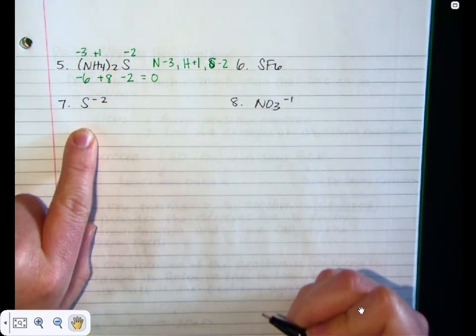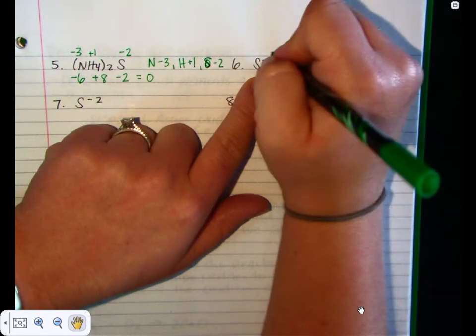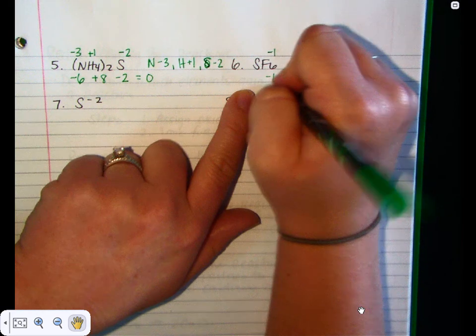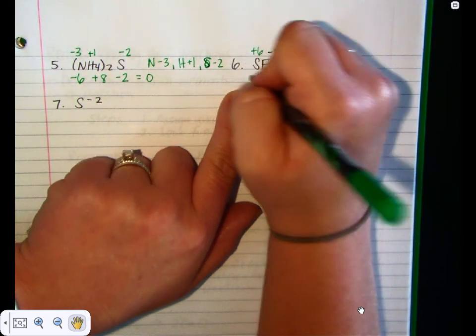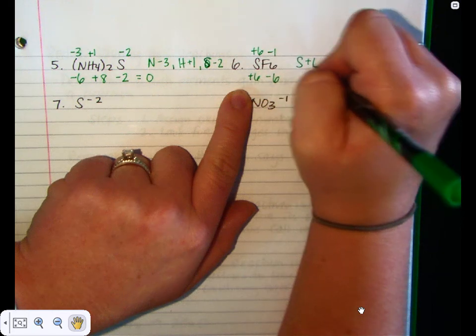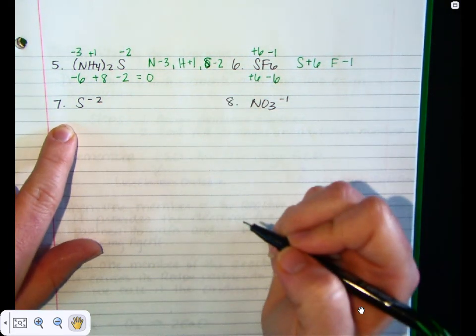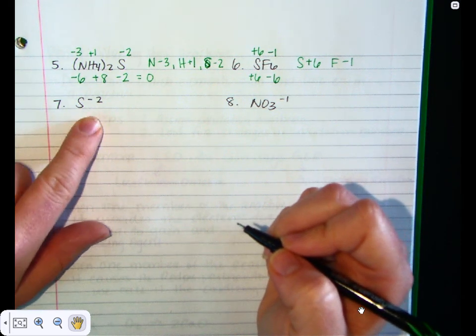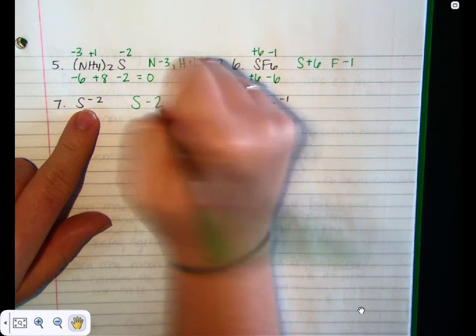Okay. All right, for number 6, SF6, this is an easy one. Fluorine is always -1. There's 6 of them, -6. So that means to make this 0, the sulfur has to be +6. So S +6, F -1. All right. This one is another easy one. So this is a monoatomic ion. The charge is given. So that's what it is, S -2.